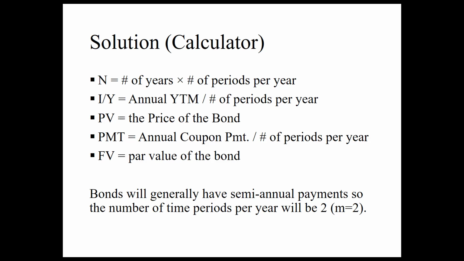Our present value, that's what we're calculating. That's going to be the price or the value of the bond. Our payment is the annual coupon payment divided by the number of time periods per year. And our future value is the par value of the bond. Again, most bonds, at least those in the US, will generally have semi-annual payments. So the number of time periods per year will be 2, or in some textbooks, M is equal to 2.